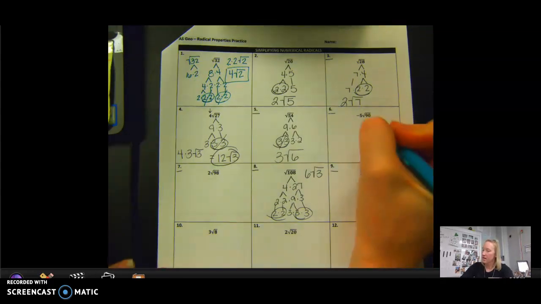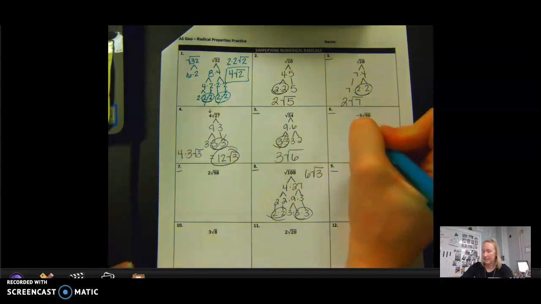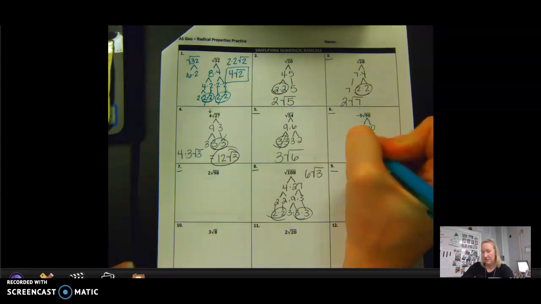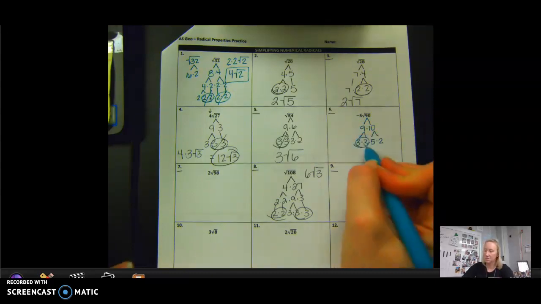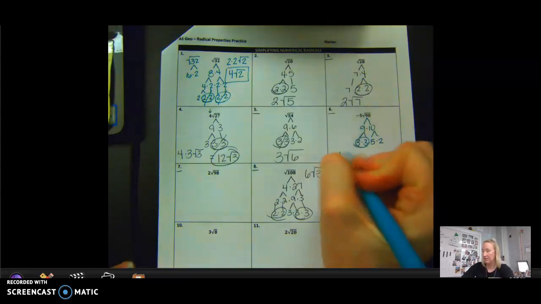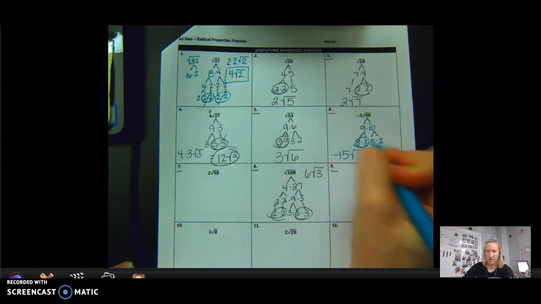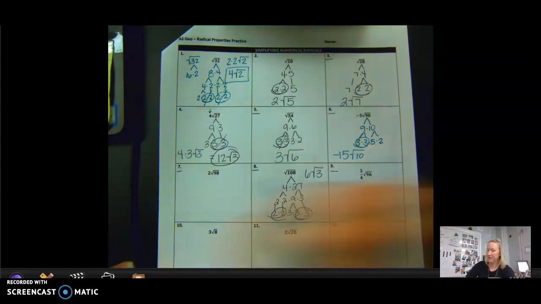Okay. 90 breaks down into 9 times 10. 9 is 3 times 3. 10 is 5 times 2. I have a pair of 3's. So a 3 comes out to multiply to the negative 5, so I get negative 15. Square roots of this 5 times the 2 is 10.